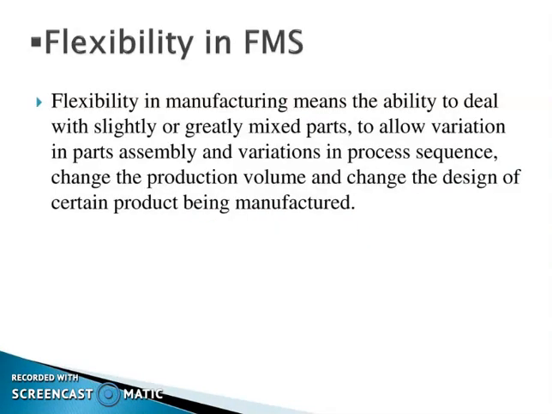Now we will discuss the flexibility in FMS. Flexibility in manufacturing means the ability to deal with slightly or greatly mixed parts, to allow variation in parts assembly and variation in process sequence, change the production volume, and change the design of certain products being manufactured. So there are 3 different types of flexibility approach: basic flexibility, system flexibility, and aggregate flexibility.